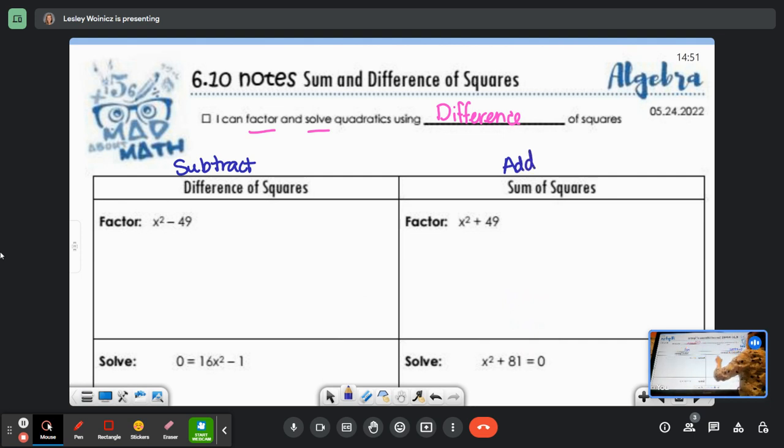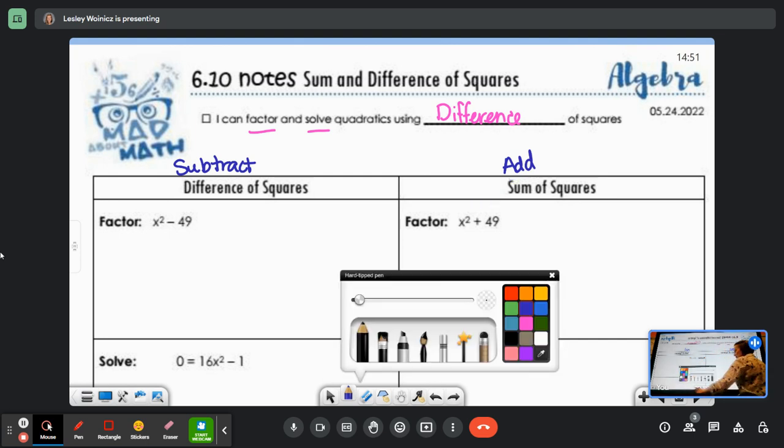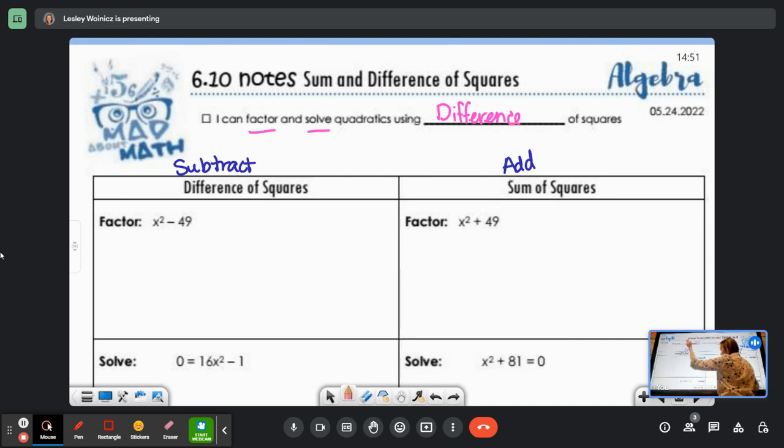Okay, so you can see that this is being subtracted, right? And this one is being added. So what are squares? Well, what I mean by squares, and what everybody means by squares, is if you're talking about perfect squares.